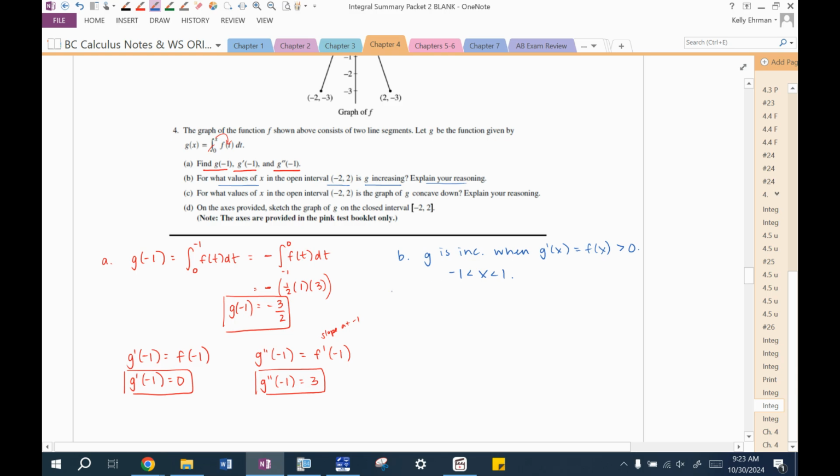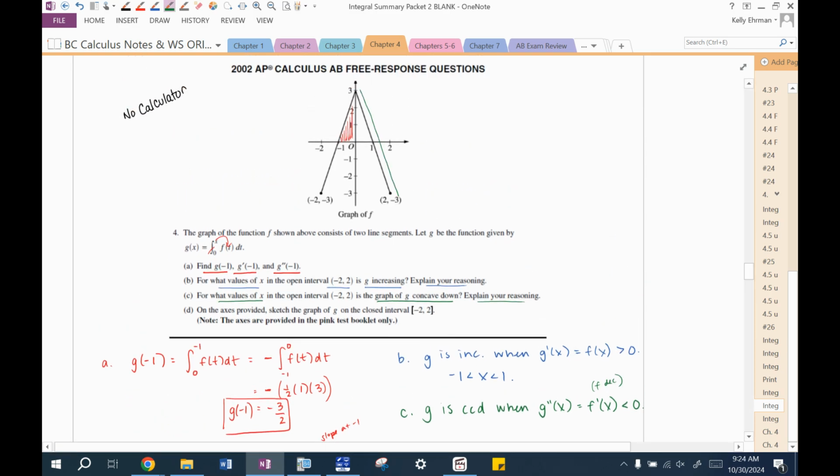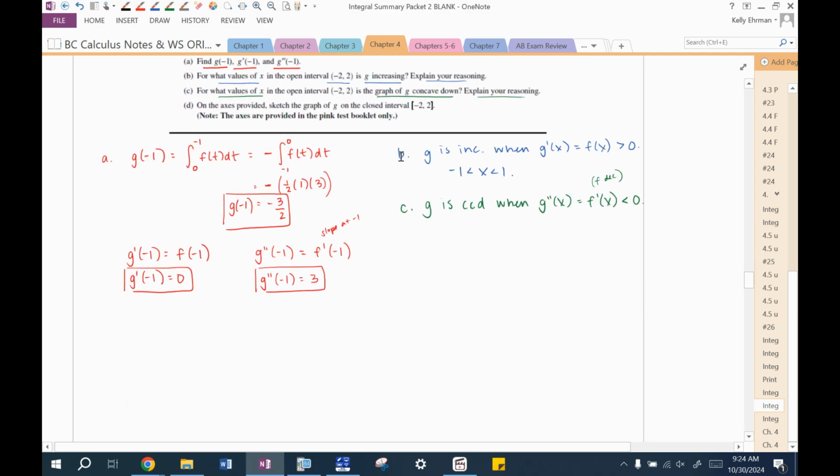All right, for part C, for what values of x on the open interval negative 2 to 2 is the graph of g concave down? Explain your reasoning. G is concave down when g double prime of x, which is equal to f prime of x, is negative, less than 0. F prime of x is less than 0 when f is decreasing. You don't have to write that. I'm just showing you what I'm looking for. F is decreasing on this section, so from 0 to 2. If you're going to use interval notation, by the way, you should say like on the interval, negative 1 to 1 or 0 to 2.